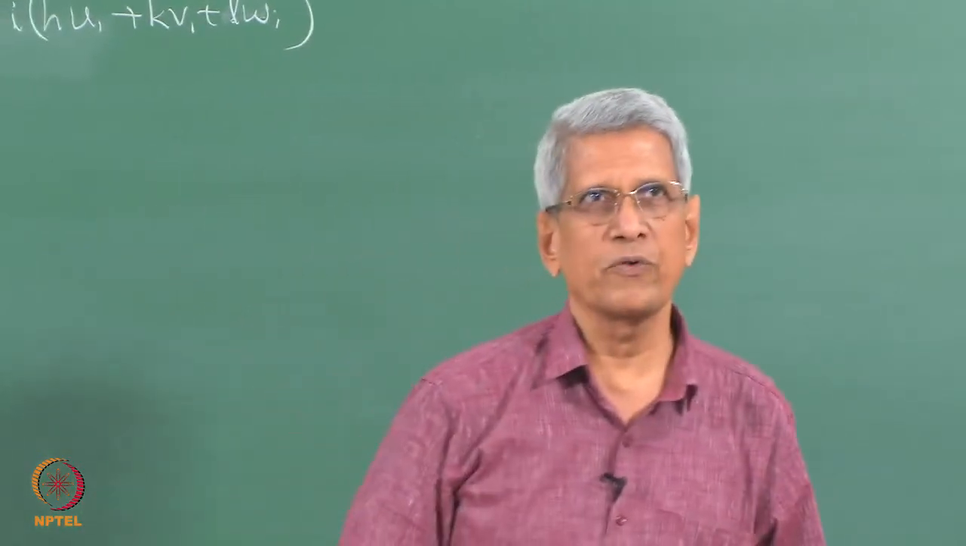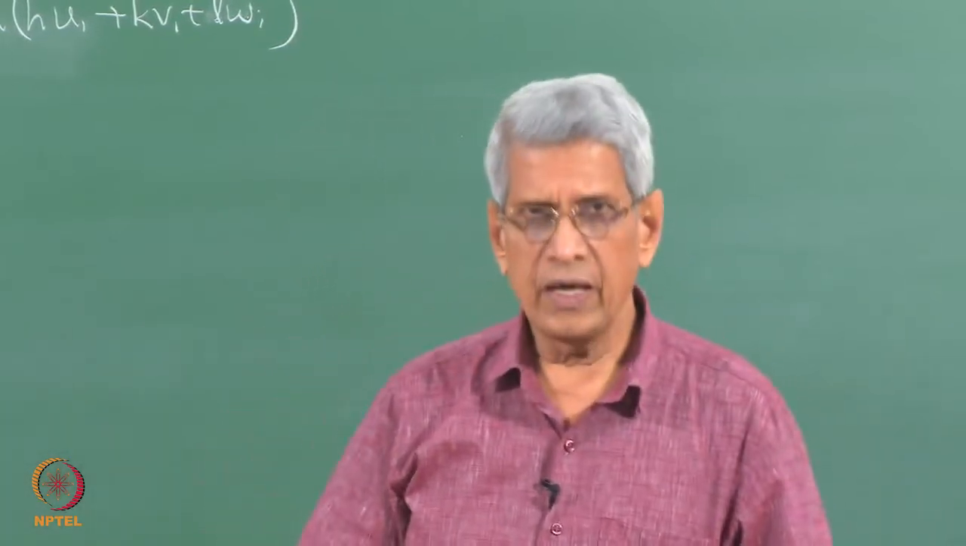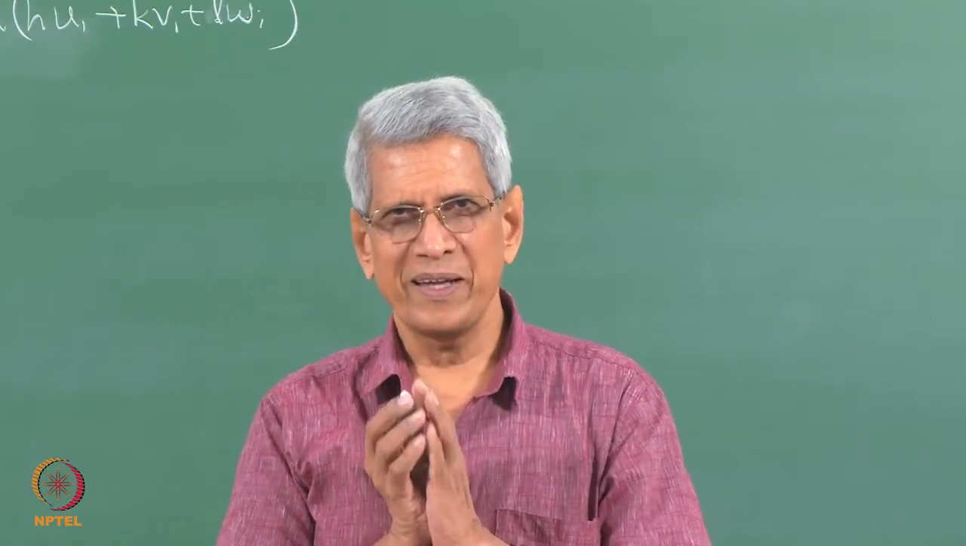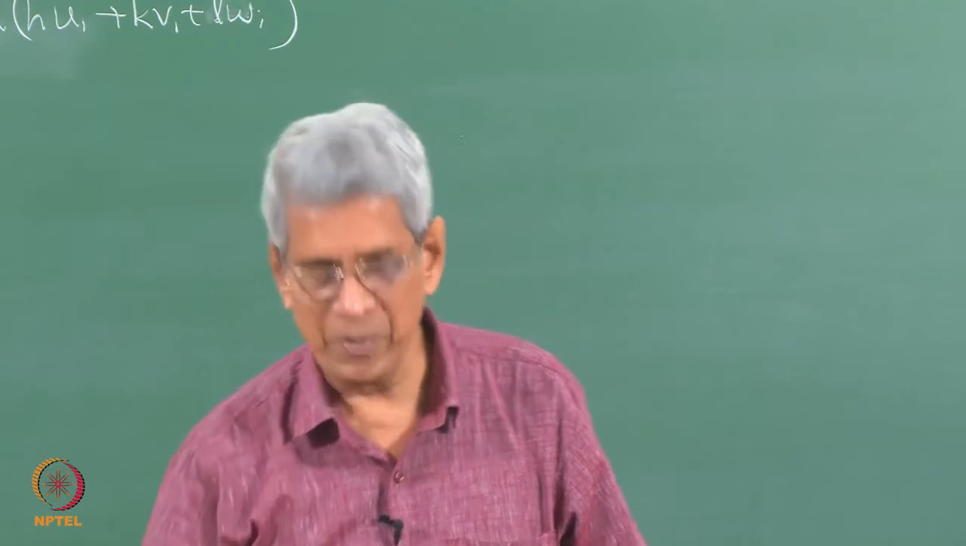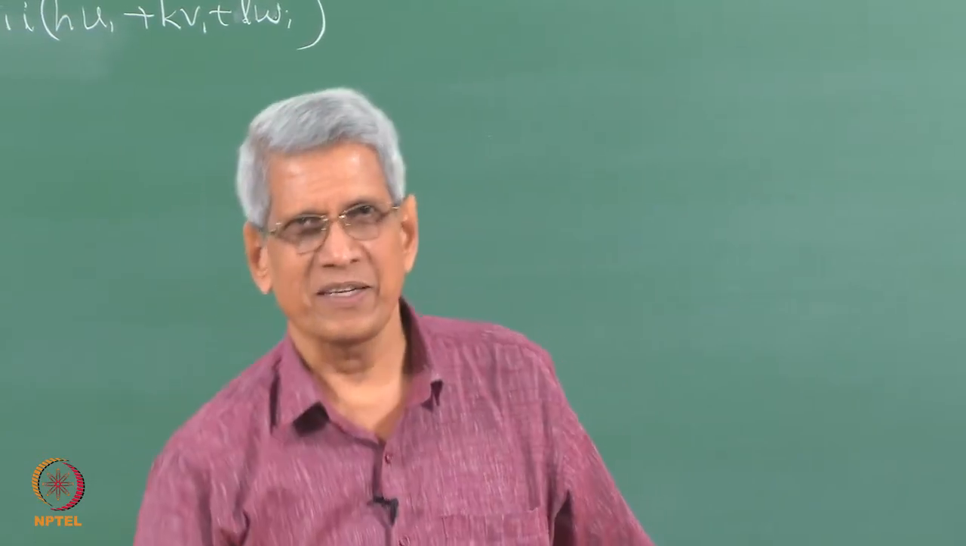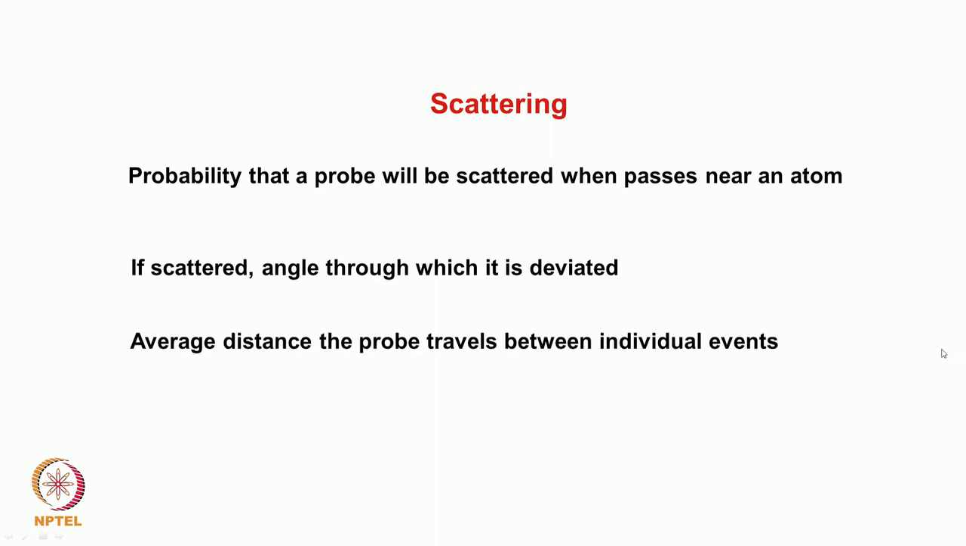So, essentially what we require is, when a probe passes through, what is the probability that the probe will be scattered? That is the information we require. The probability is a quantification of how much scattering is going to take place. Suppose it is scattered, what is the angle through which the probe is deviated? Another piece of information we require is the average distance the probe travels between individual events.